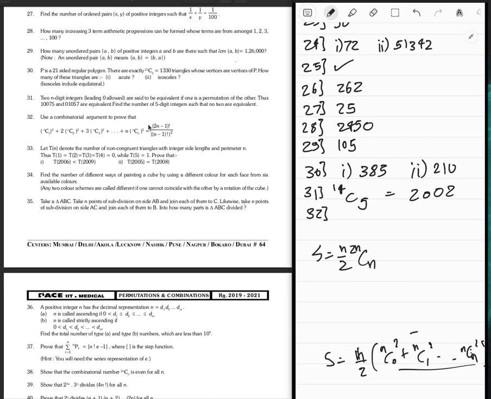So we want to prove that it's equal to this. Easy. It's going to be (2n)! over n! squared, and that comes with n over 2. So you can write it like 2n times (2n-1)!. You can write it like that.